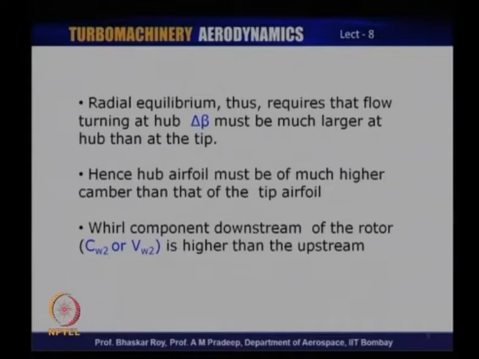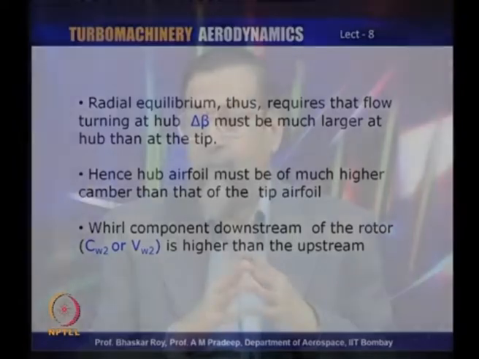And then thirdly, the whirl component downstream of the rotor would be higher than the upstream. Now, the change of whirl component, of course, is the work done. So, since work is being put in, it stands to reason that the downstream Cw or whirl component will be higher than the upstream one. We have already seen that the whirl component varies along the radius, and that variation is at the downstream one, because the upstream one depends on what the flow is coming in, and in the first stage, for example, it is likely to be constant from hub to tip.